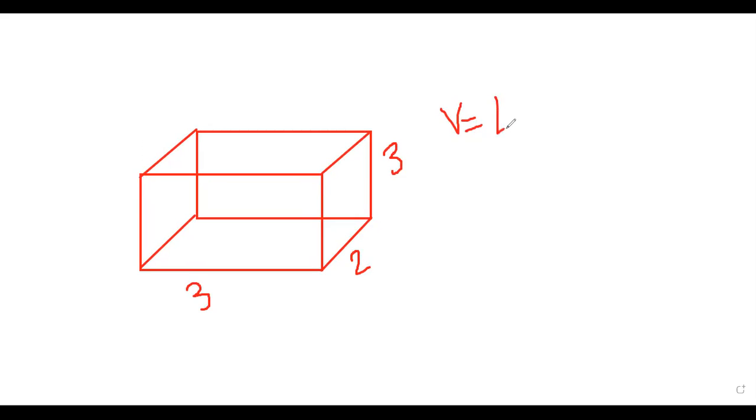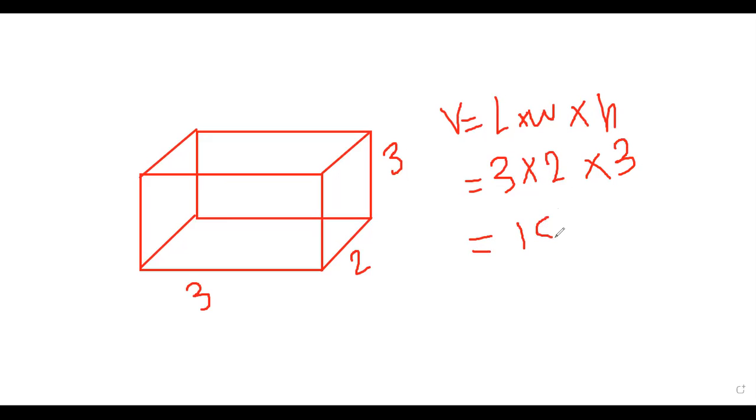Okay, the volume will be what? The length times the width times the height. Now the length here is 3, so 3 times the width, which is 2, times the height, which is 3. Okay, now you just need to multiply it. 3 times 2 is 6. 6 times 3 equals 18. So the volume will be 18.